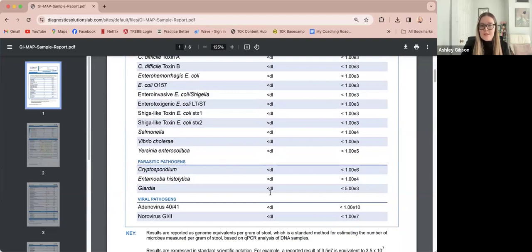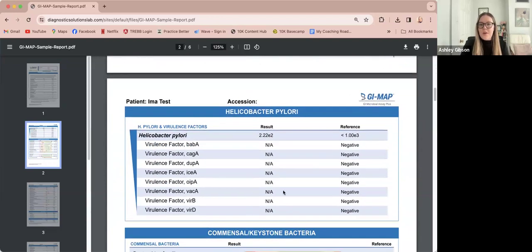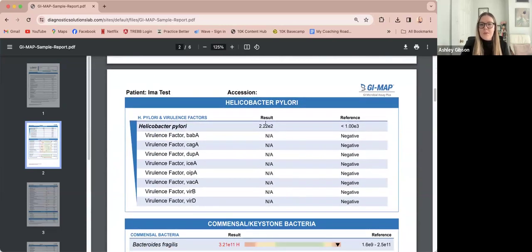We're looking at some parasites. Nothing is detected here. On the following page, we are looking for H. pylori. I've talked about this a little bit if you've been following me for some time. H. pylori is present probably in about 50% of the population. It is largely responsible for a lot of digestive upsets like gas, bloating, indigestion. Heartburn is a huge one. If you suffer from chronic heartburn, acid reflux, good chance you've got an overgrowth of H.